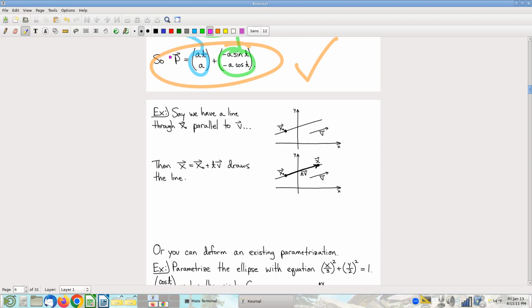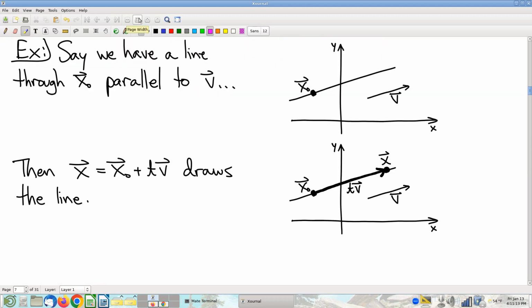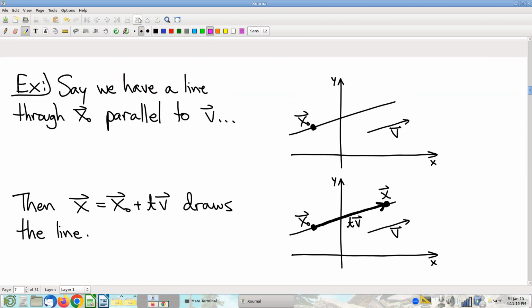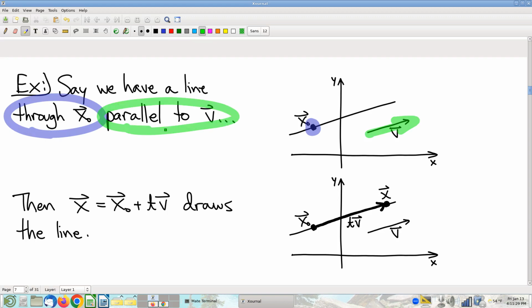Okay, moving along. How to parameterize a line. Sometimes you are given a point on the line and a vector parallel to the line. And sometimes this is the only information you know. You don't know the equation for the line. You don't know a parameterization of the line. All you know is a point and a parallel vector. That's it. How would we parameterize from this?